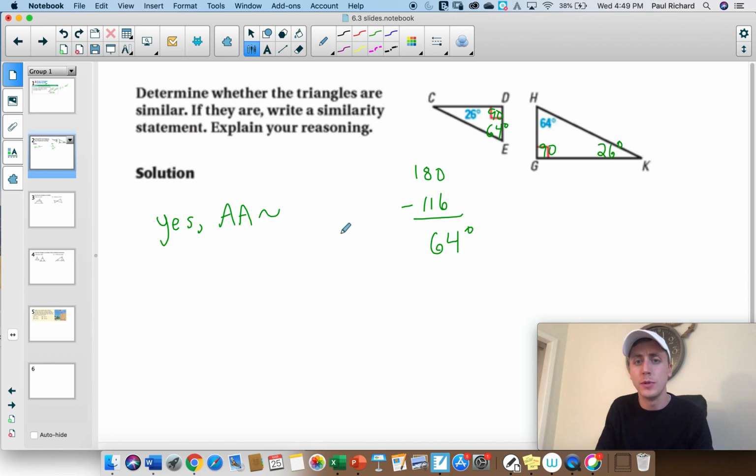And then our statement would be triangle, now you've got to match up the letters here. Let's go CDE. Doesn't matter how you start, but it does matter how we complete this. So CDE is similar to, and I'm going to match this up, it's going to be KGH, because I started with the 26-degree angle here. I'm going to start with that here, KGH. Beautiful. All right, so that's what it means by determine, write the statement, and explain. And this is a good enough explanation for now, as that's the angle similarity theorem.